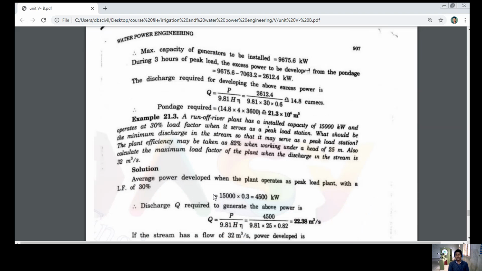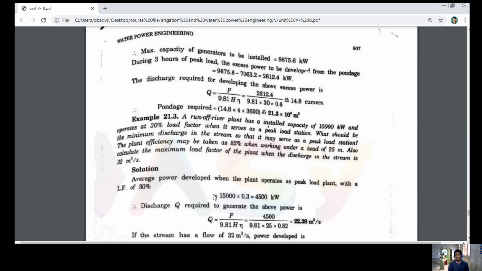Peak load is guaranteed. Next, the maximum capacity of generators to be installed is 9675.6 kilowatts. Okay, they made it clear. During 4 hours of peak load, the excess power to be developed from the pondage is, we have to subtract this from the above one. So we get 2612.4 kilowatts. Okay, that is clear.